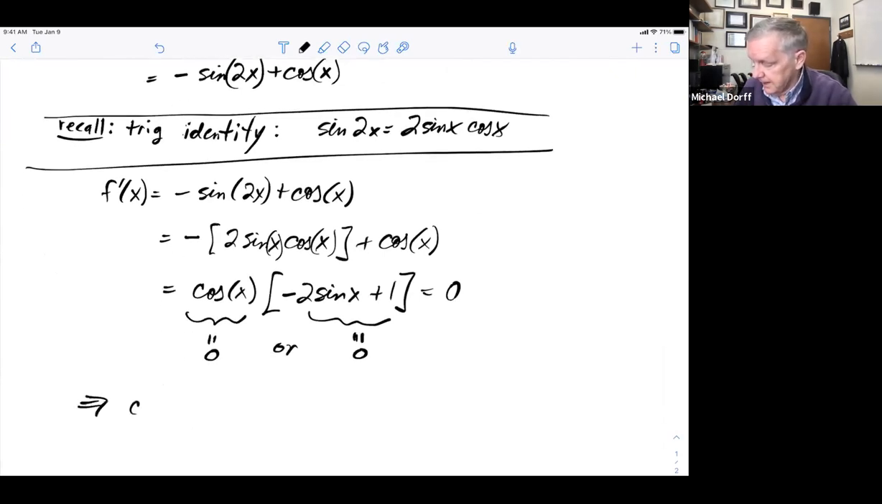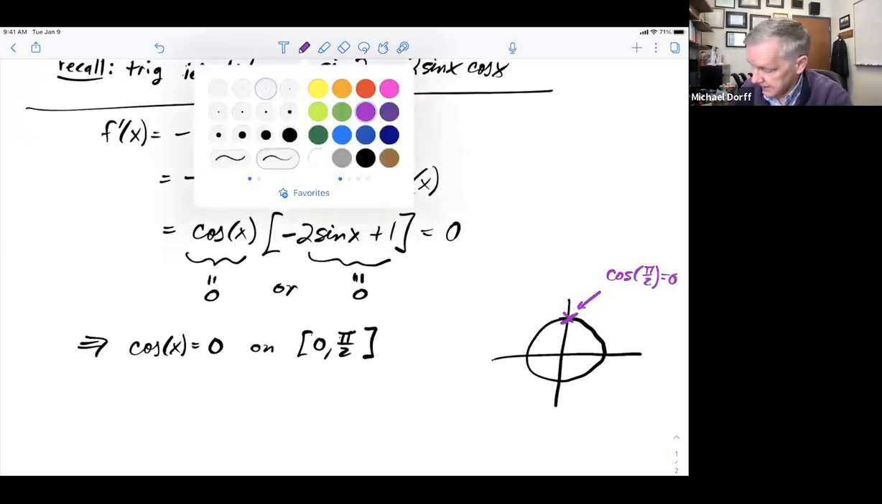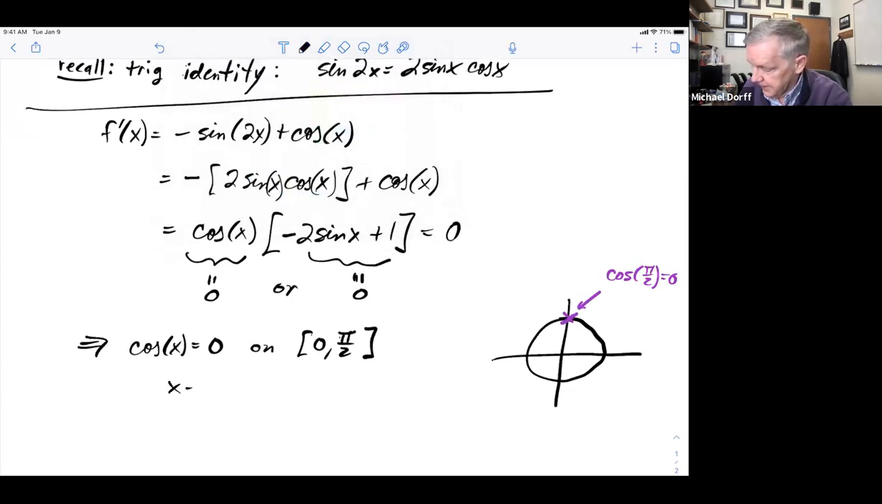So cosine x equals 0. When does that occur? On the interval from 0 to pi over 2, because that's what we're looking at. Well, cosine, let's draw my circle here. Cosine equals 0 right there. That's where cosine equals 0, and that's pi over 2. Okay, so that means then that x equals pi over 2. That's going to be one of our critical numbers, because that's where the derivative equals 0.